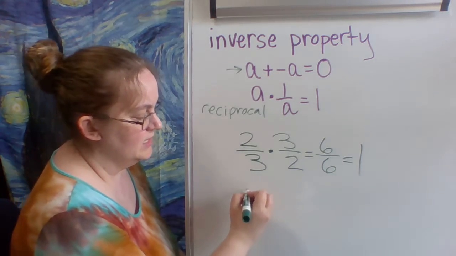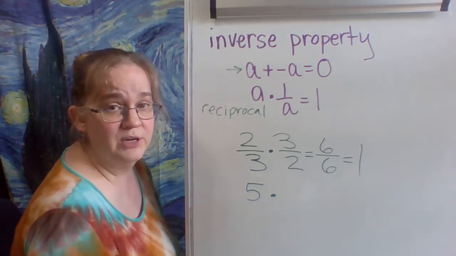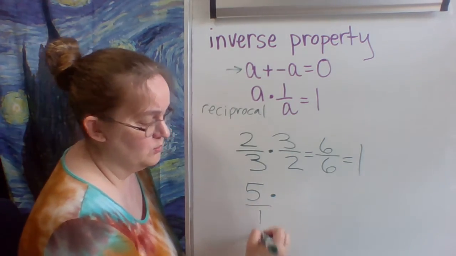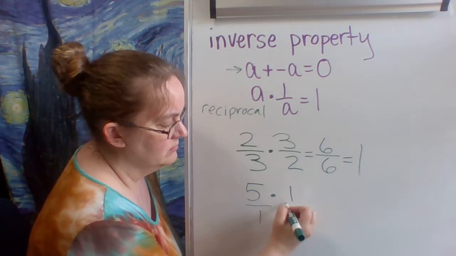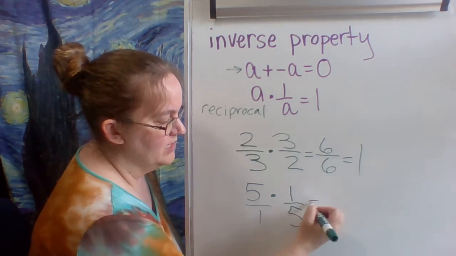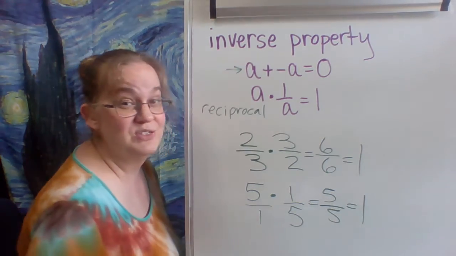If I take a whole number like the number 5, any whole number can be made a fraction by putting it over 1, because dividing by 1 doesn't change the value. So I flip it over to 1/5. 1 times 5 is 5. 5 divided by 5 is 1.